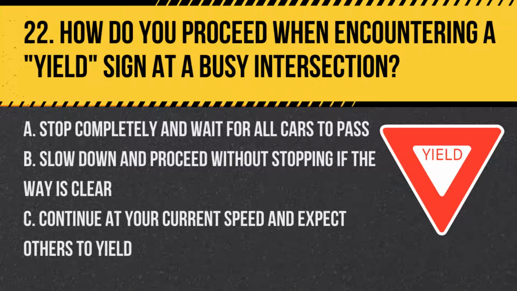Question 22. How do you proceed when encountering a yield sign at a busy intersection? A. Stop completely and wait for all cars to pass. B. Slow down and proceed without stopping if the way is clear. C. Continue at your current speed and expect others to yield.